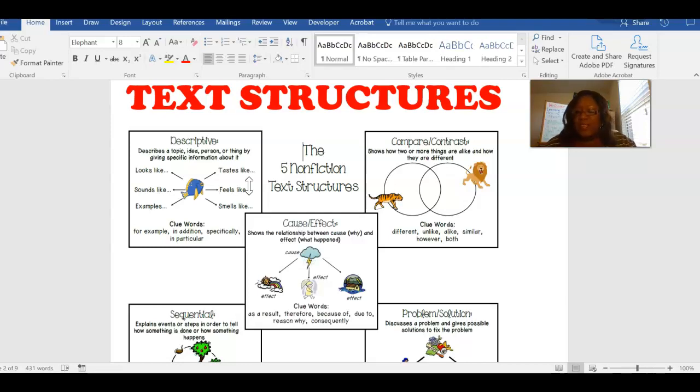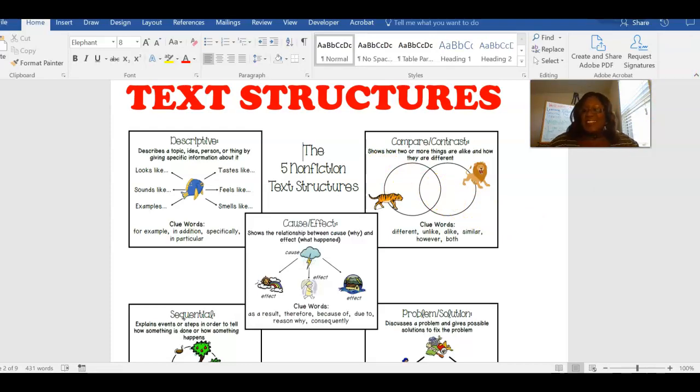Another text structure that we've discussed this week, boys and girls, is compare and contrast. And that's actually the focus of today's mini lesson. When you compare and contrast, you're showing how 2 or more things are alike and how they are different. Many times we use the Venn diagram, which would be the 2 circles adjoining each other, to give a visual representation of comparing and contrasting, telling how things are alike and how they are different. Clue words for using this text structure would be different, unlike or alike, similar, however, or both.